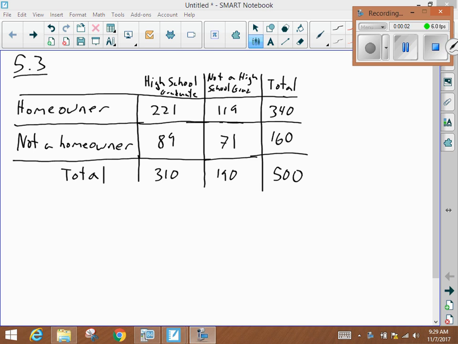Okay, so what we're going to do now is establish a rule for calculating conditional probabilities. We're going to go back to our table that we had created in 5.3, where we had a homeowner, not a homeowner, whatever you like. You have high school graduates and not a high school graduate. We're looking at people that own homes that also graduate from high school.